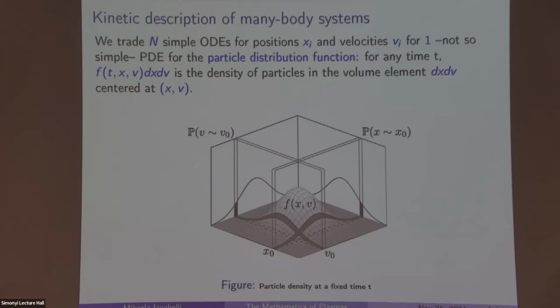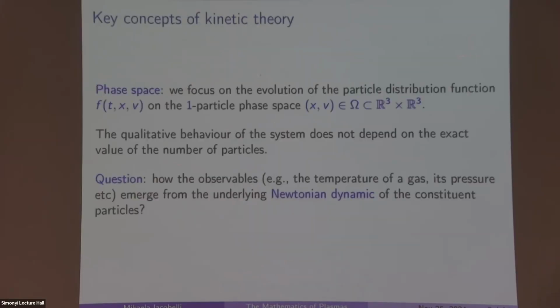Let me write it here just for future reference. This will be the unknown of the system, and it will encode all the state of the system. And it's the density of the particles in the volume of phase space dx dv, centered at x and v. And this is at a fixed time. You can see a picture of this distribution function.